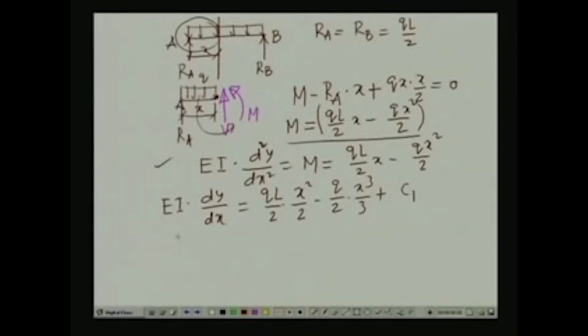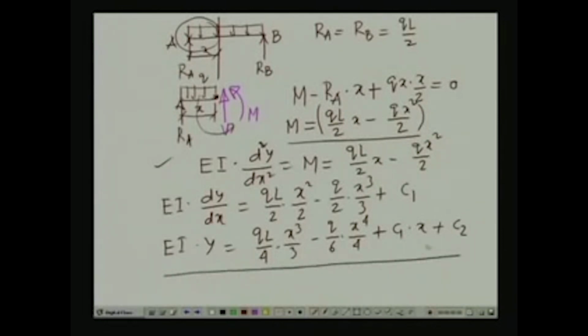Then further if we integrate this, we have E I y as equal to Q L by 4 x cube by 3 minus Q by 6 x to the power 4 by 4 plus C 1 x plus C 2. So, this is the equation of the elastic curve with the unknown constants C 1 and C 2. Now, we will have to evaluate the values of C 1 and C 2 with the help of boundary conditions.